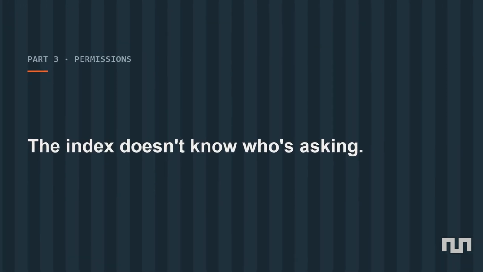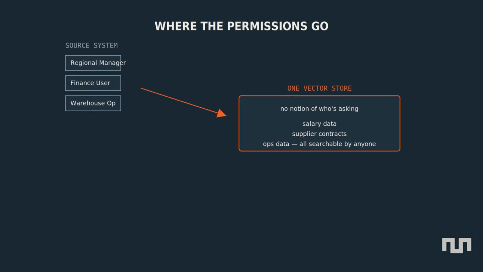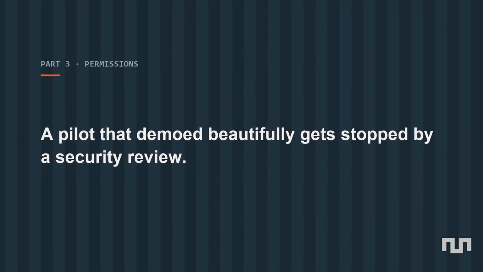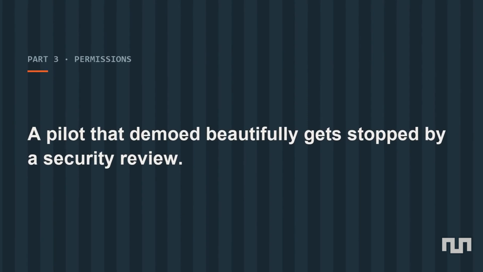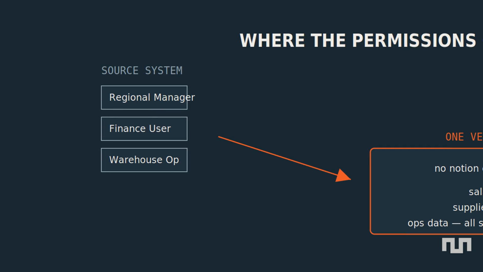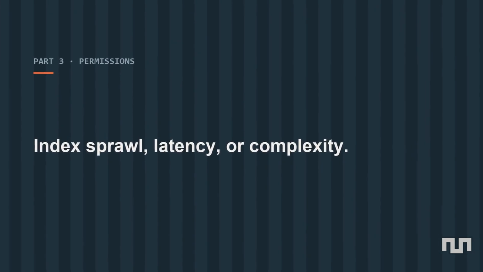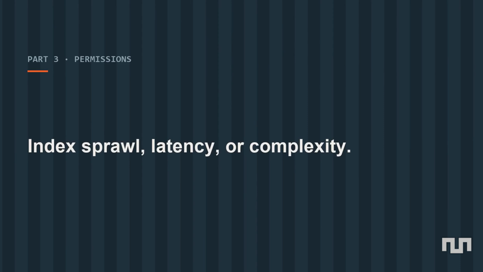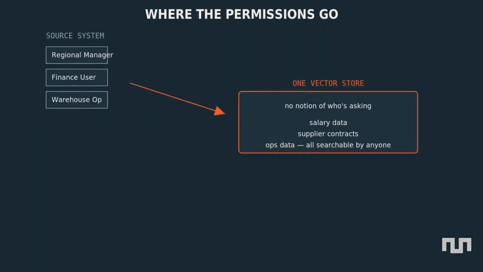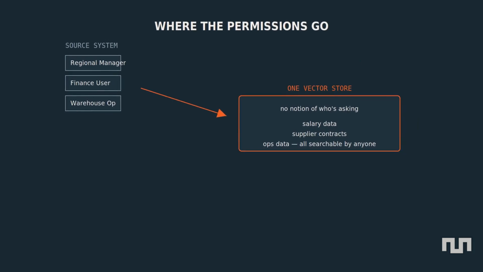There are real fixes here. Per tenant or per role indexes. Metadata filtering applied before the similarity search, not after. Post-retrieval authorization checks against the source system. Every one of them costs you something: index sprawl, latency, or complexity. But the version where you skip this and add security later doesn't exist. Once the index is built, the boundaries are already gone. This is usually the point where a pilot that demoed beautifully gets stopped by a security review.